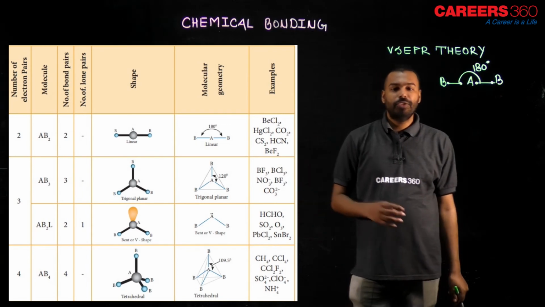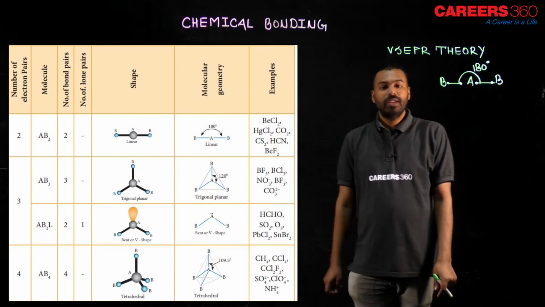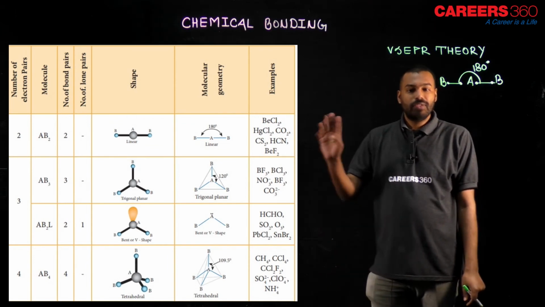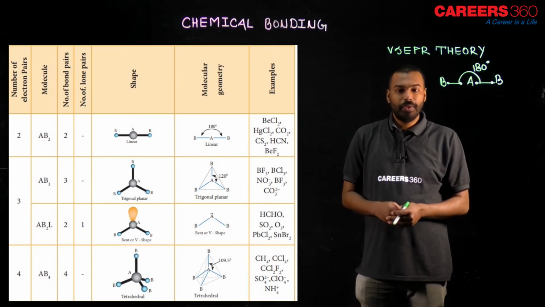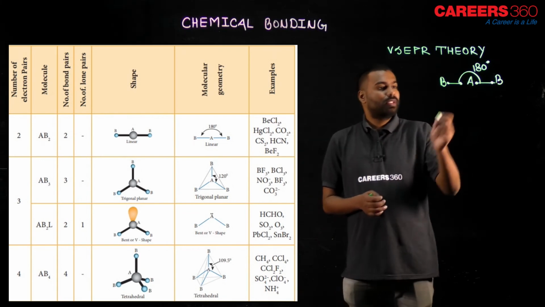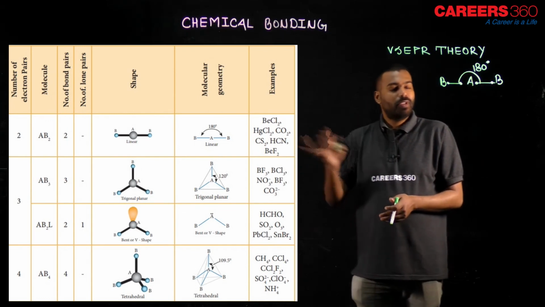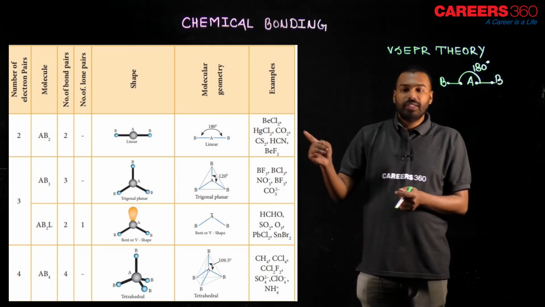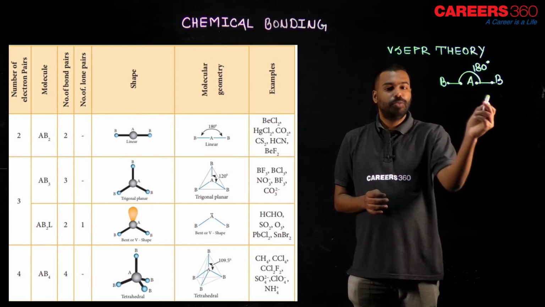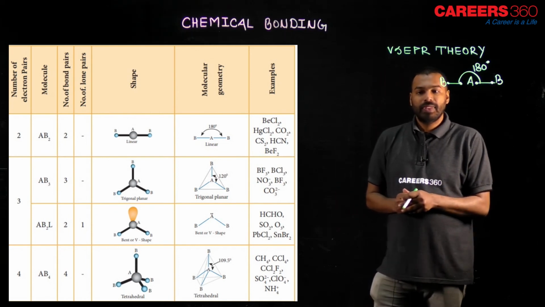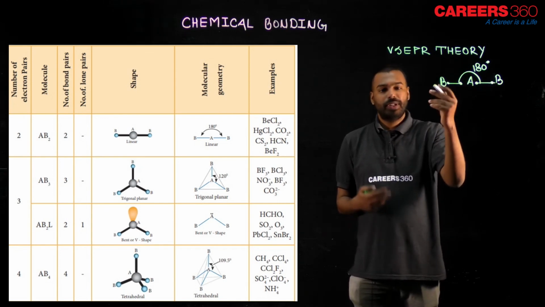Examples are BCl2 molecule, HgCl2 molecule, CO2 molecule, CS2, HCN, BF2. These are the molecules where you can get the linear shape. These are the examples in the last row, and their molecular geometry looks like linear, 180 degrees. So, molecular geometry I explained, shape I also explained. Then there is the AB2 format, like BCl2, BF2, CS2, CO2, and the number of electron pairs is 2. So, here is 1 pair and here is 1 pair, 2 electron pairs.